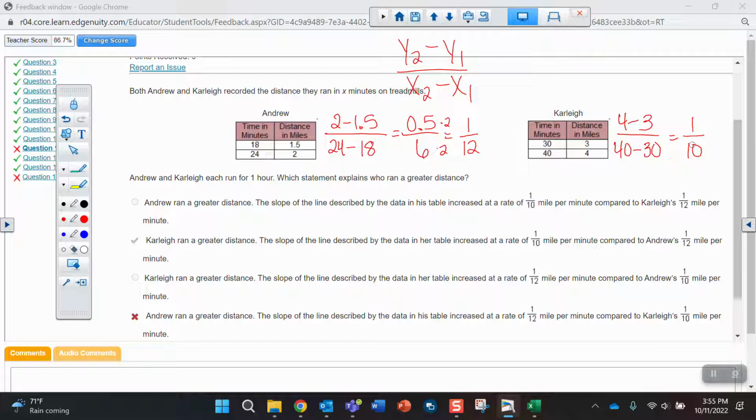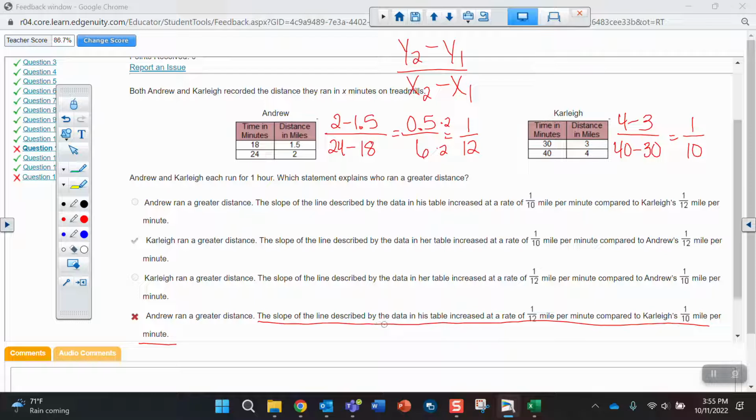2 miles in 24 minutes. That's 1 mile in 12 minutes. And she runs 1 mile in 10 minutes. Okay, so I don't understand what it means by the greater distance. She ran 40 miles and he only ran 24. She's faster. So it looks like this part of the statement is accurate.